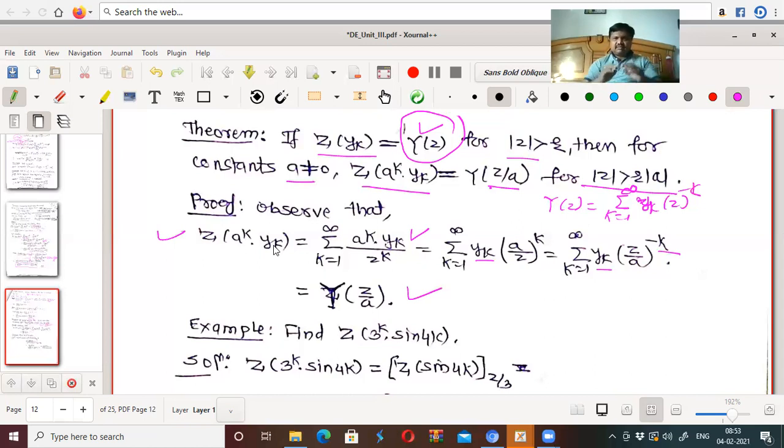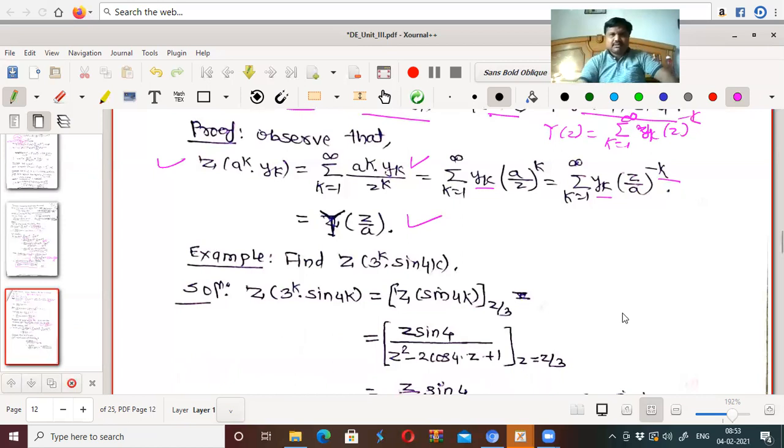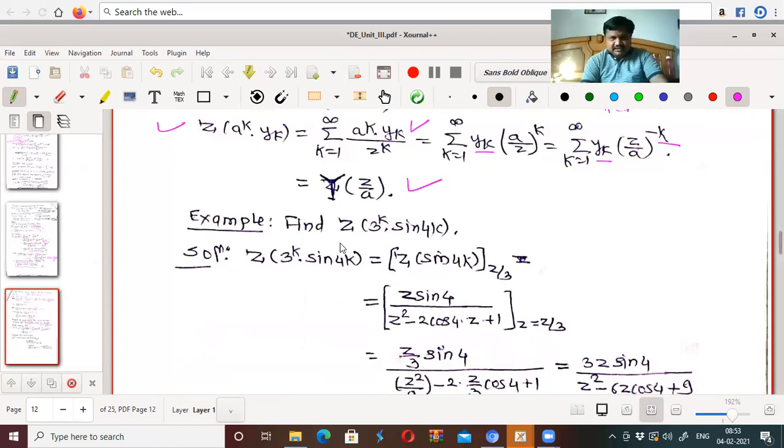So if we know the z transform of yk, then we can obtain the z transform of yk multiplied by a to the power k. For example, we will find the z transform of 3 to the power k into sine 4k. If we know the z transform of sine 4k, then we can find the z transform of 3 to the power k into sine 4k.